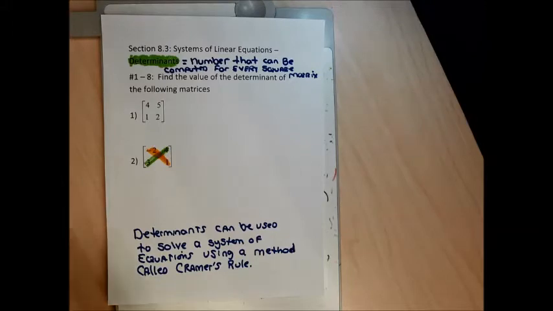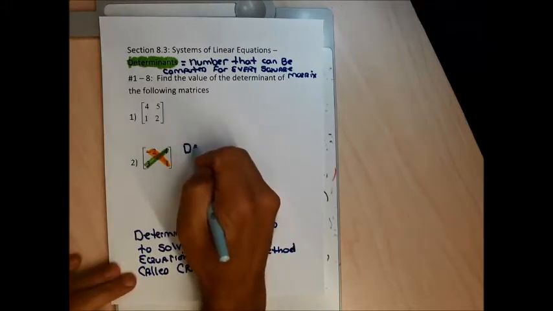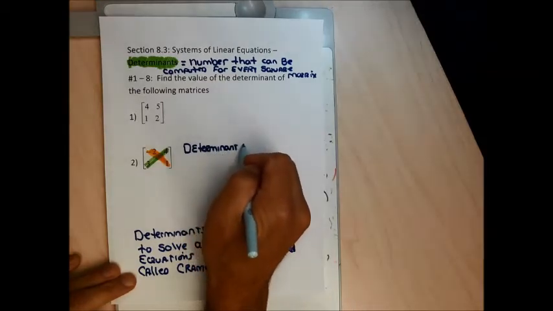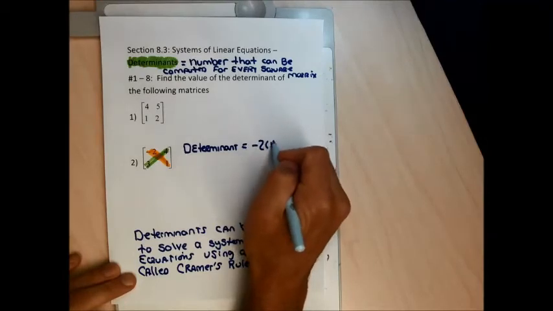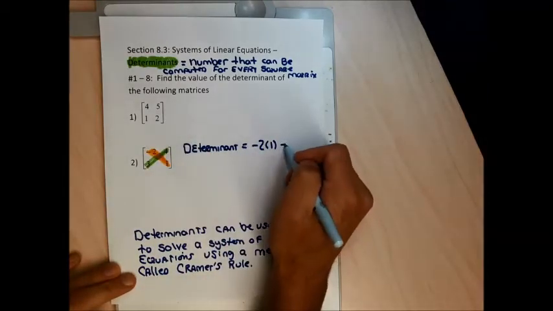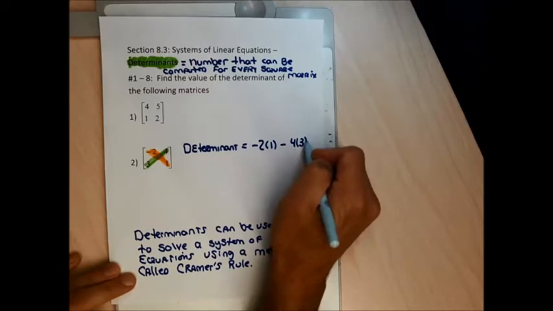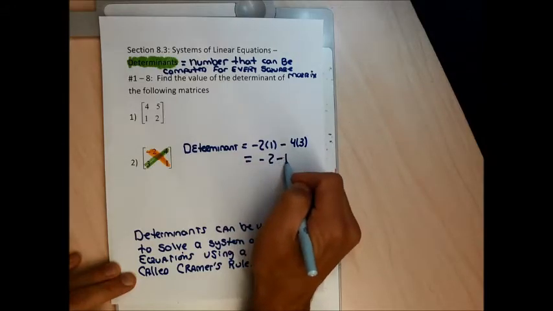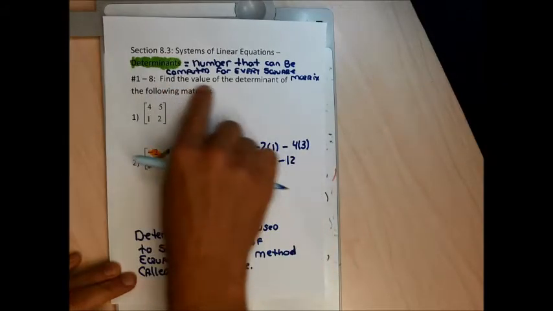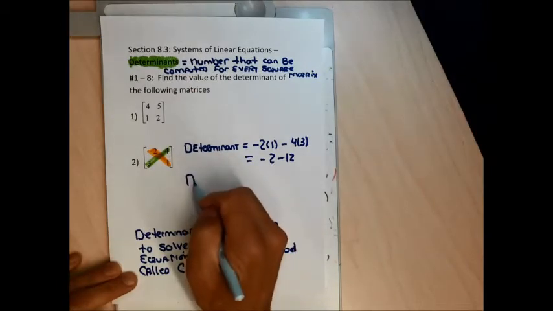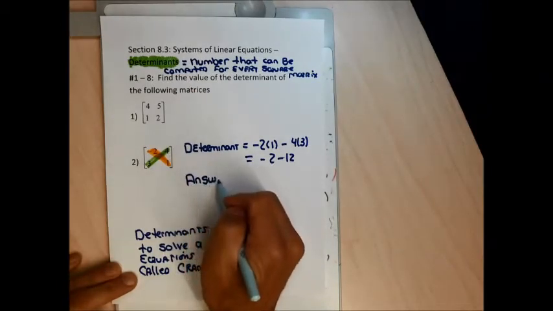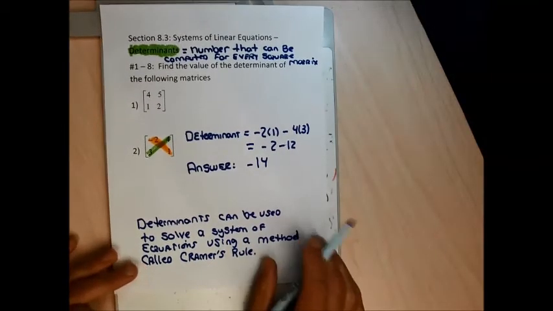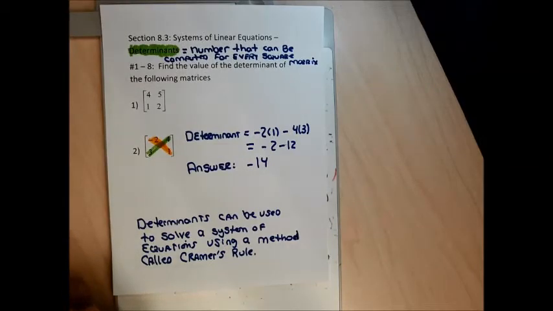And I'm going to subtract those numbers that I get. So the determinant of problem 2 is going to equal negative 2 times 1, which is a down multiplication, minus 4 times 3, which is the up multiplication. And so it's going to equal negative 2 minus 12. The answer to problem 2, the determinant, the number that's associated with this matrix, is going to be negative 14.